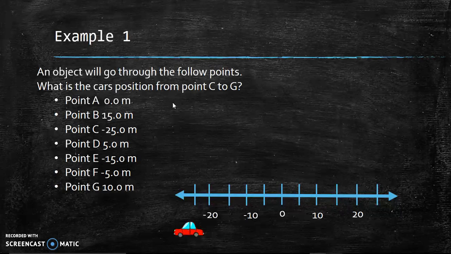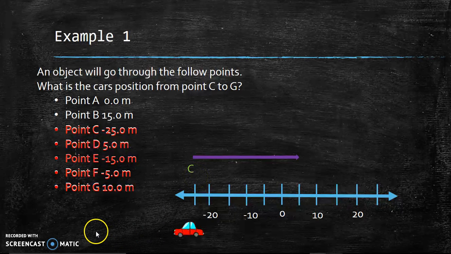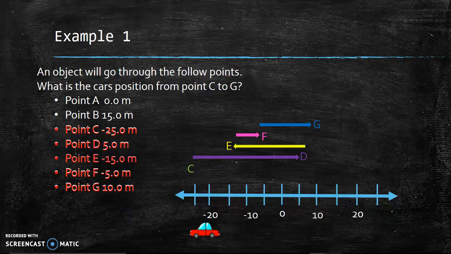So let's look at the specific example 1, which is going to ask what is the car's position from point C to G. So basically we're going to be focusing on these bottom points here in the list: point C, point D, point E, point F, and point G. Again, to illustrate it, we start at point C, which is negative 25 meters, go to point D, which is at 5 meters, go back left to negative 15 meters for point E, then go up to negative 5 meters, which is point F, and then finally 10 meters to point G. So the car would go from C to D, E, F, then G. The question is asking what is the displacement, or the car's position, from point C to G.